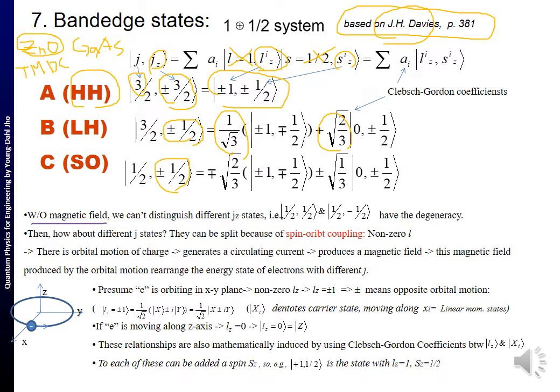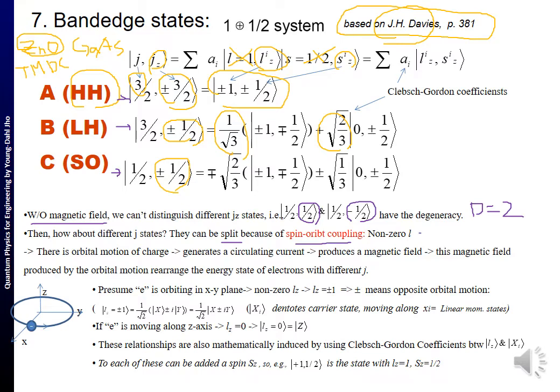Without magnetic field, we cannot distinguish different JG states here. Plus value and minus value have degeneracy. Here degeneracy D is actually 2 because two different spin quantum states share the same energy. Then how about different J states? They can be split. So they are actually split. It is called spin-orbit coupling.